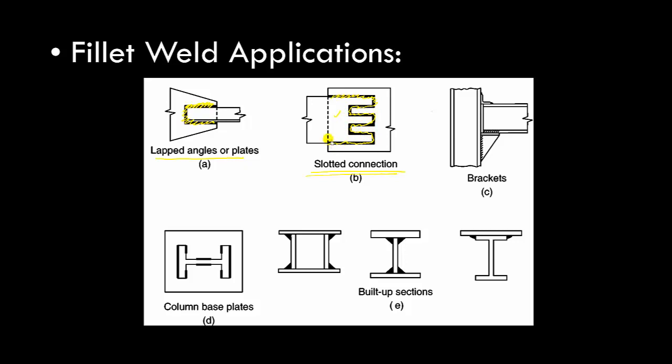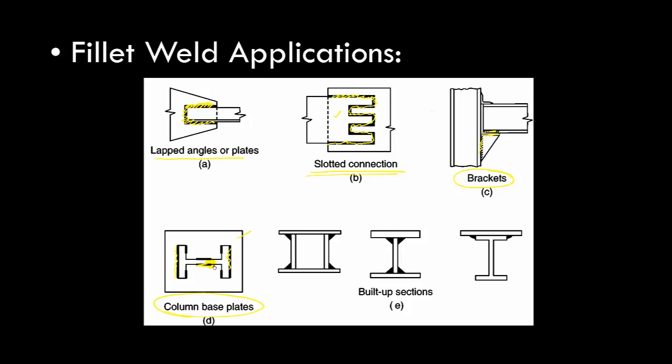We can also use fillet weld for column to beam connection, and that is basically brackets. In that case we can weld in this region and this region. We can also use fillet weld for column base plates. So this is the column base plate. This plate is here and this I-beam is basically vertical, an example of a column, and then we can weld in this portion, in the middle also, and we can basically make a column base plate.